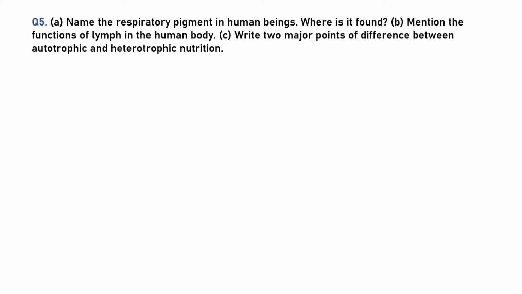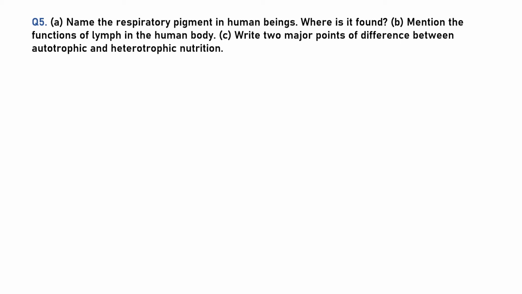Let's have a look at question number 5. Name the respiratory pigment in human beings. What is the respiratory pigment in human beings, students? That is hemoglobin. Yes. And where is it found? It is found in RBCs. Are they found in RBCs or WBCs? Yes, it is found in RBCs, right?